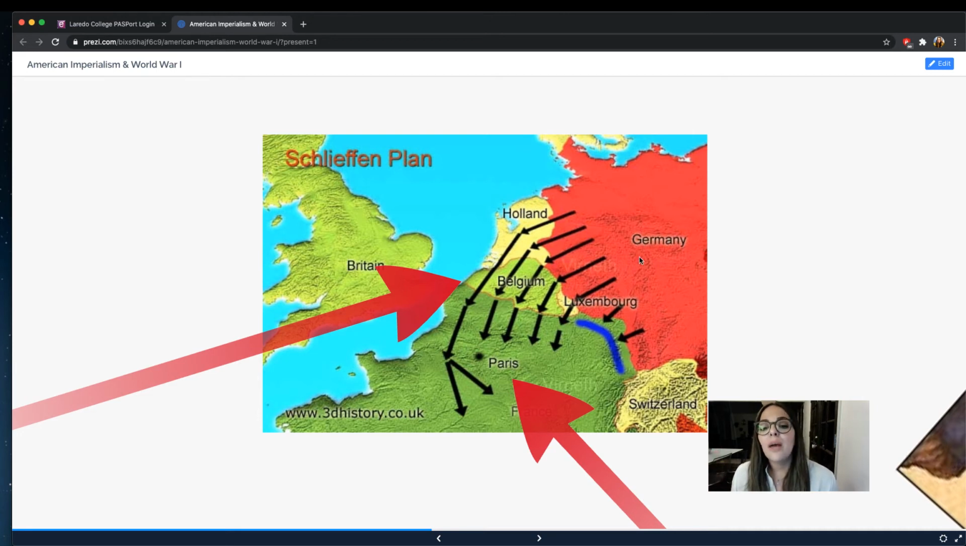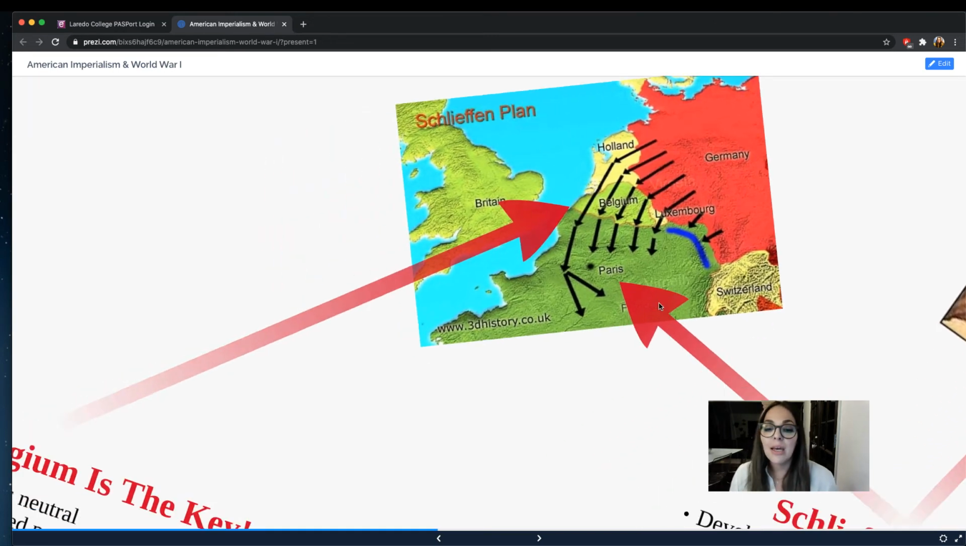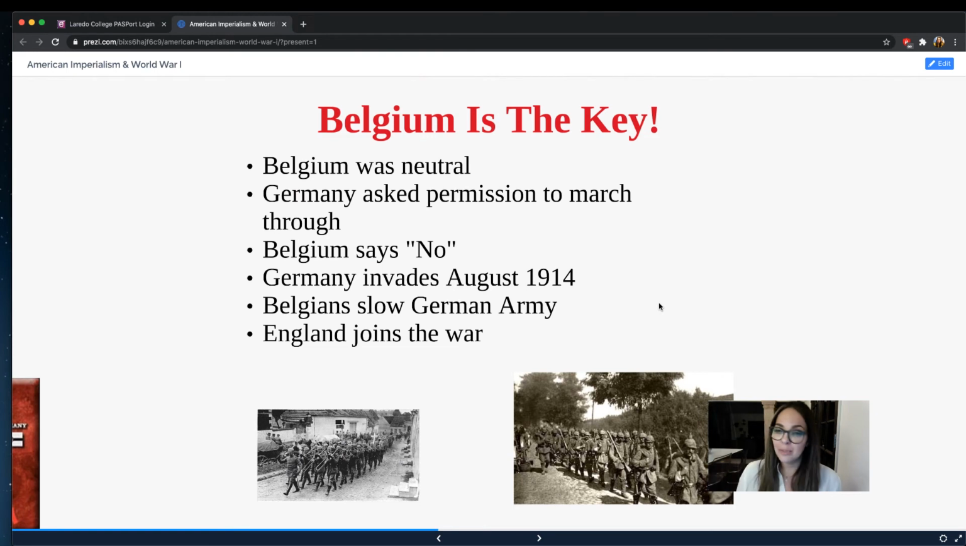But that's not what happens, right? Because the next step is march through Belgium, and that doesn't happen, right? Belgium is the key. Belgium actually fights back. Right? Germany asks permission to march, and Belgium says, no, we are neutral. You stay out of our country. To which the Germans respond by basically attacking their fortifications and going to war with a country that had nothing to do with any of this.